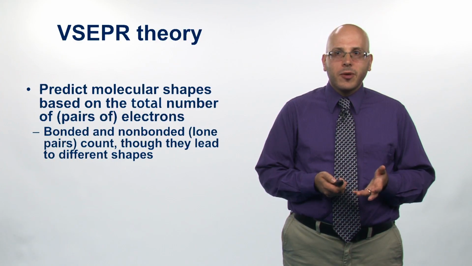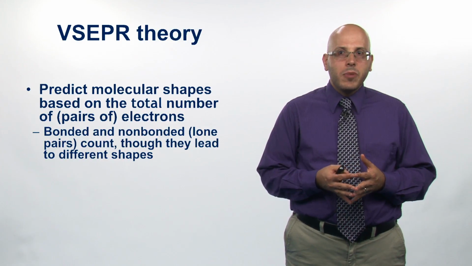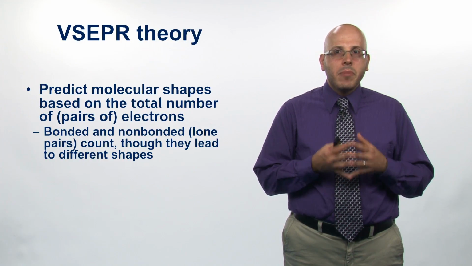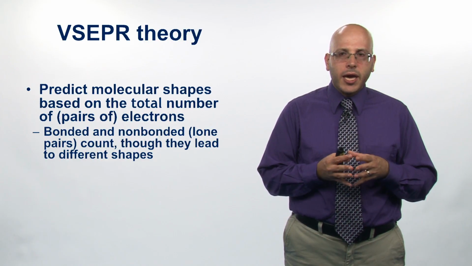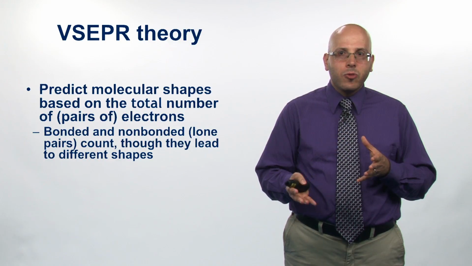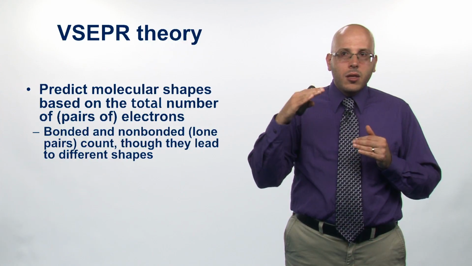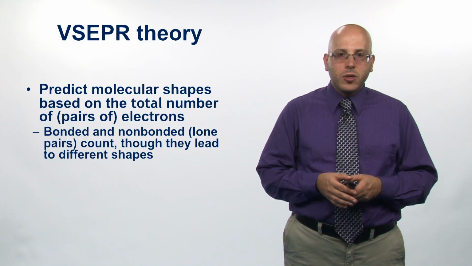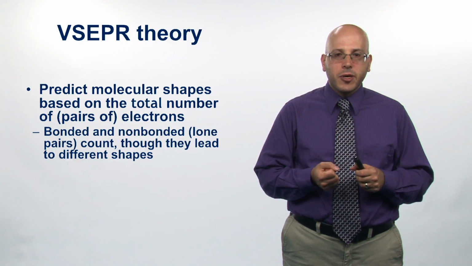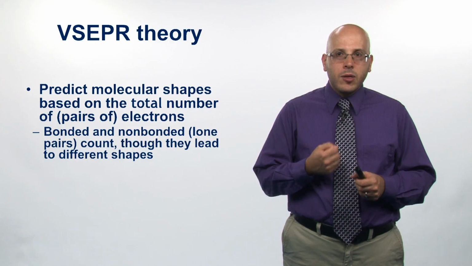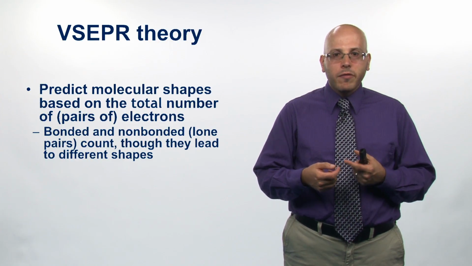That's why we just call it VSEPR for short. The basic idea behind VSEPR is that we can predict what the shapes of molecules are going to be based solely on how many pairs of electrons there are. For now, we're going to count bonded and non-bonded or lone pairs the same, even though they do have slightly different shapes. The underlying theory behind VSEPR is really that all of these pairs of electrons are going to orient themselves in 3D space in such a way to minimize unfavorable interactions and maximize all of the favorable interactions.